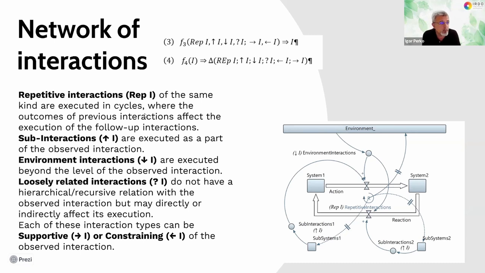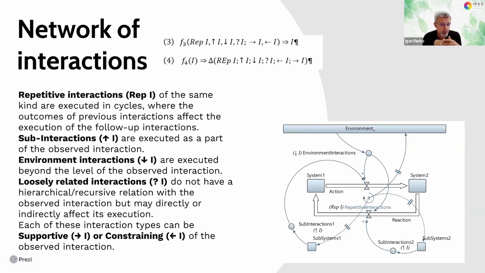So repetitive interactions are really important to understand what is going on with the interaction. Then we have sub-interactions, which are executed as a part of the observed interaction, the environment interactions, the interactions which happen in the environment, okay, and many loosely related interactions which don't have a completely strong relation with the observed interaction, but can affect it, okay? And all of those interactions can be either supporting or constraining. So if you have an interaction which is supportive, for instance, obtaining some finance for the Metaforum, this is a very supportive one.